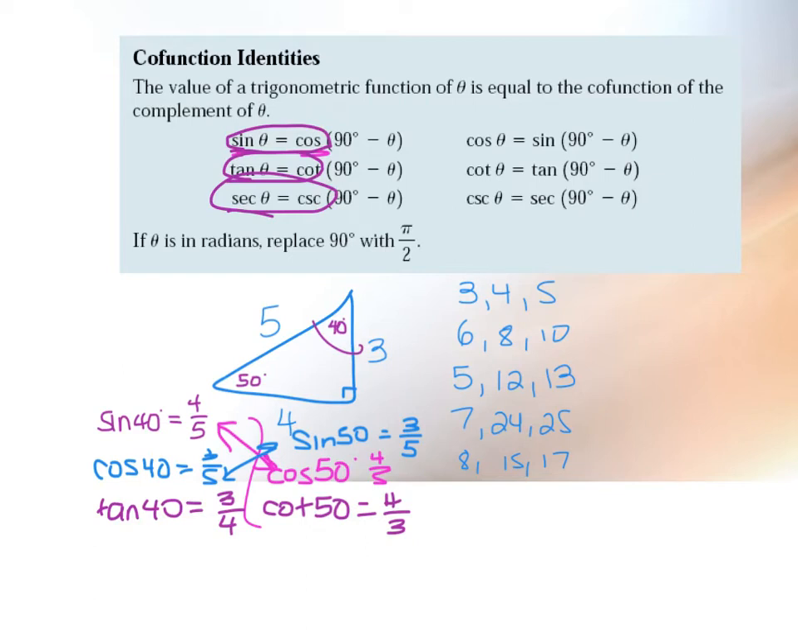So a lot of times you won't even see these with values. You'll just see theta in there, and you would have to know, especially when we get to verifying trig identities, to replace one with the other. Most of the time, you'll see it in radians, like pi over 2, but not always. Sometimes you'll see it in degrees, like 90 minus theta. Sometimes you'll see it in radians, like pi over 2 minus theta. It's the same thing.